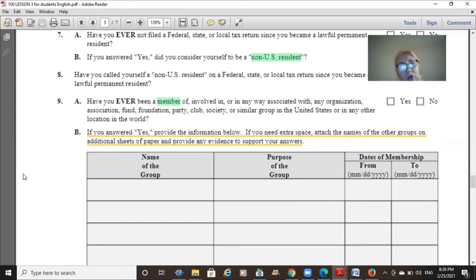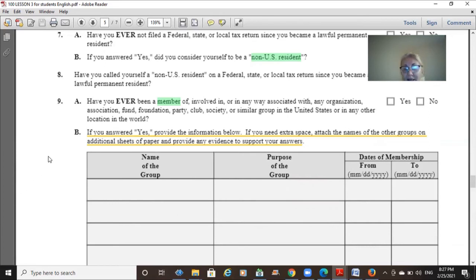This goes to people who are members of churches. So if you are members of churches here in the United States, provide the name of your church. Purpose would be worship, right? So you are in this group to worship God, and provide the dates of membership. When did you become a member? And if you are still a member, then you can write under 2 the word present. If you were a member of a church in a different country, you will need to provide the information in this table.